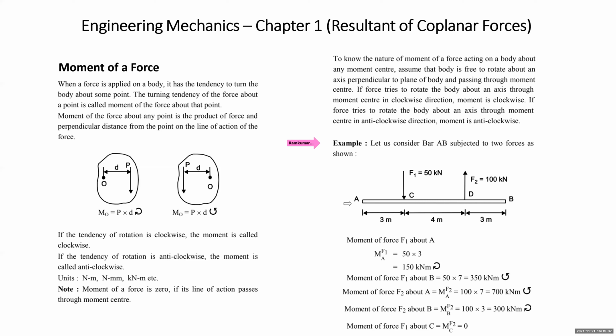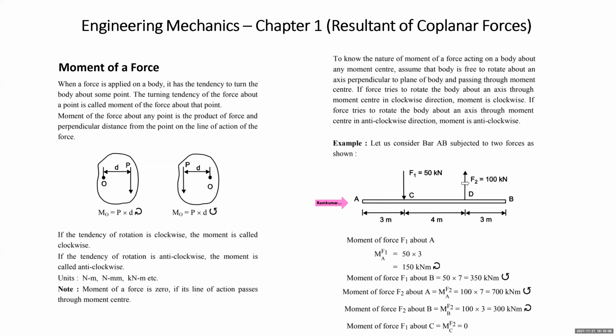Suppose I select moment center A. Then we find the moment of F1 about A. First I have to think that this bar is free to rotate about an axis perpendicular to the plane of this bar and passing through A. So the axis of rotation is through A, the moment center. The 50 kilonewton force, which is vertically down on the right side of A, will try to rotate the bar about A in clockwise direction. So the moment is clockwise. What is the moment? 50 into 3, 150 kilonewton meter clockwise.